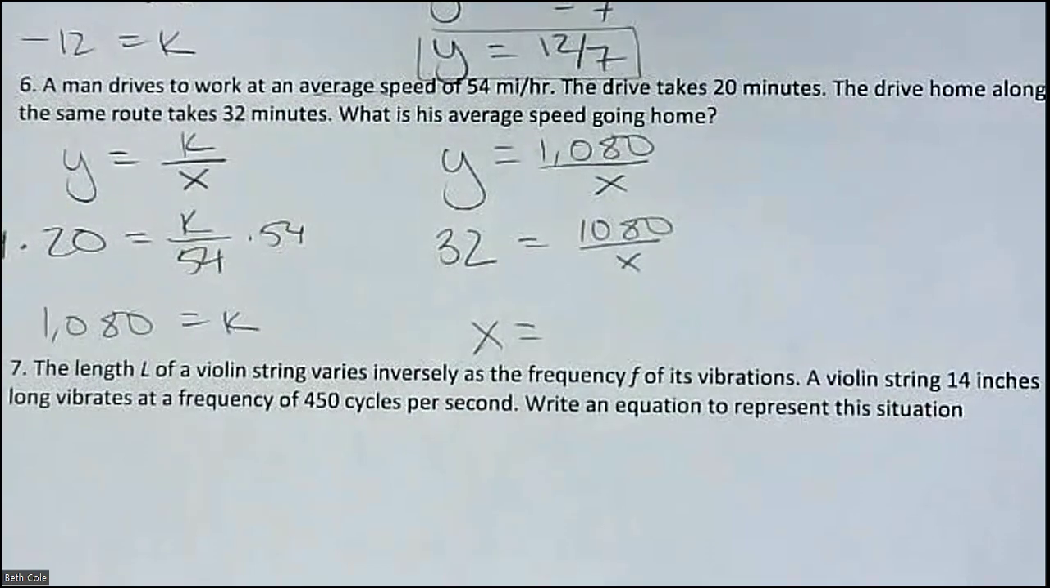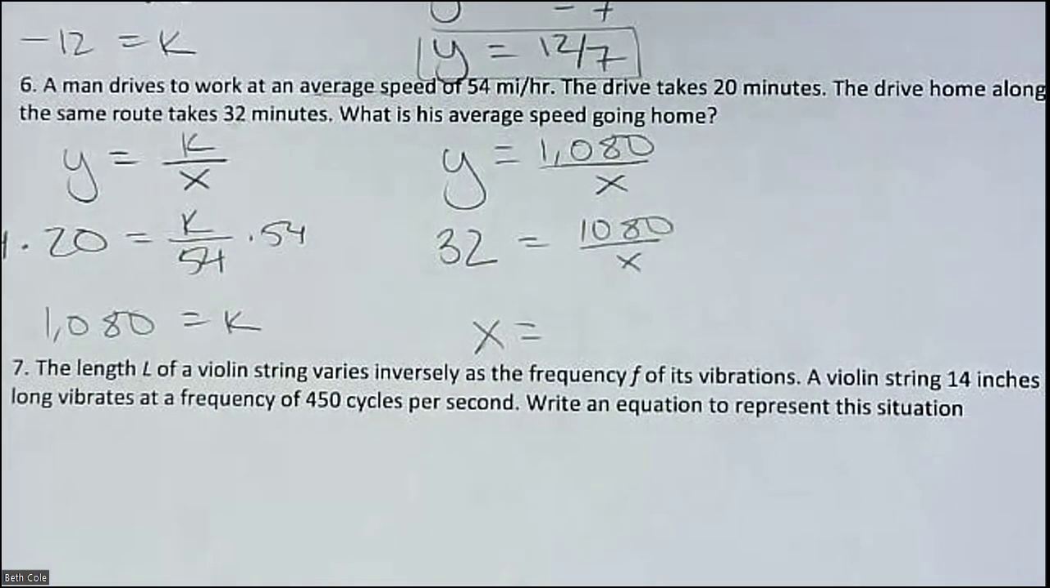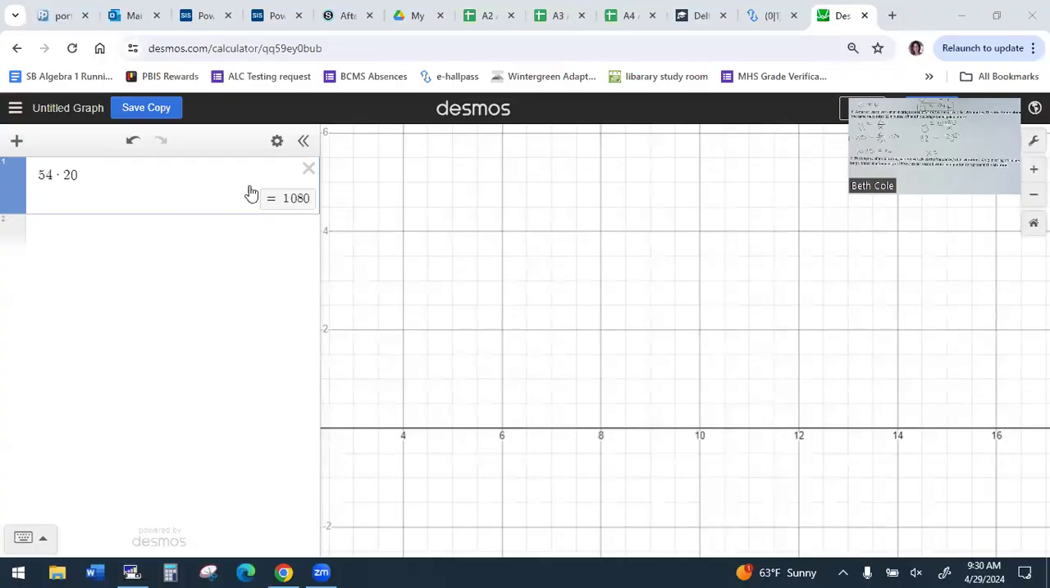What are you looking at over there? Can you look up here?